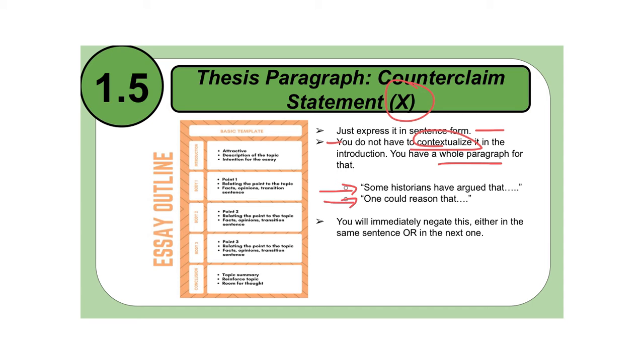Here are two perfect examples. First, some historians have argued that, and then you would continue on, Adolf Hitler was blah, blah, blah. Or some historians have argued that Barack Obama did la, la, la. That's one example. Another example would be, one could reason that Benjamin Franklin's discovery of electricity, whatever. Okay, so that is how you use these. Do not deviate from this.